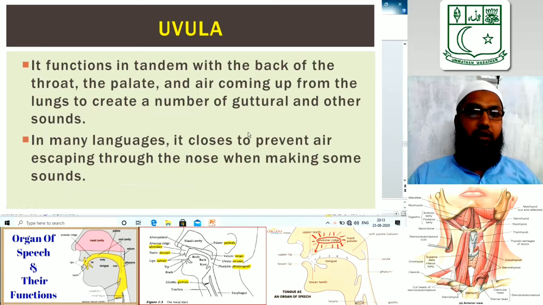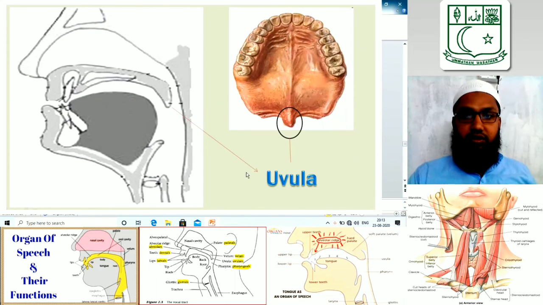Next we have the uvula. It functions in tandem with the back part of the throat, the palate, and air coming up from the lungs to create a number of guttural and other sounds. In many languages, it prevents air from escaping through the nose when making some sounds. So this is the uvula, a fleshy bit in our mouth which always vibrates.